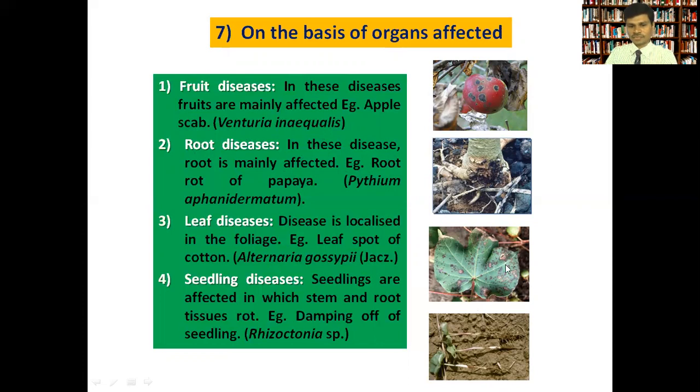Here we can see in this figure, the cotton leaf shows spots due to the attack of the Alternaria gossypina fungus. Then seedling disease. The seedlings are affected, in which stem and root tissues get rotten. Here we can see that due to the attack of the Rhizoctonia fungus, the tissues at the stem portion and the root portion rot, and this disease is termed seedling disease.